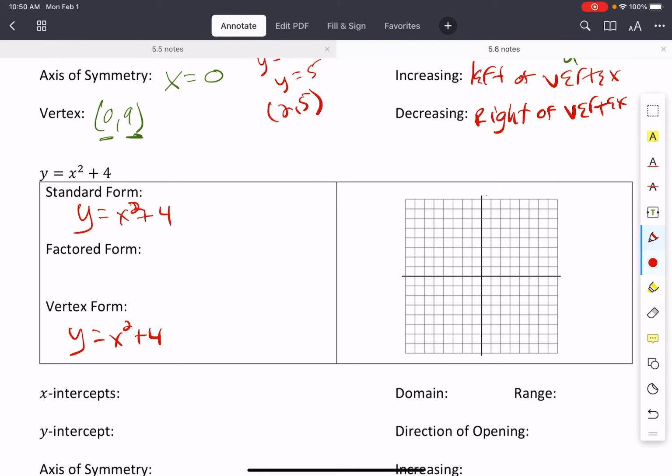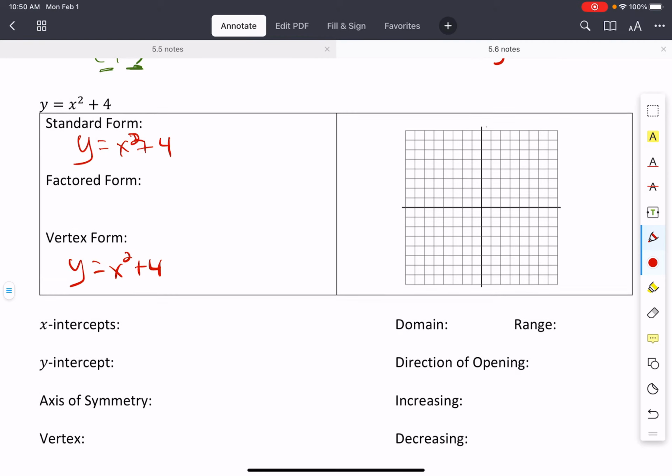Okay, so I want you to take a second and just find the key features from those. Basically everything but x-intercepts, increasing and decreasing, right? So take a minute or two and find the y-intercept, the axis of symmetry, vertex, domain, and range, just from knowing that it's in standard and vertex form, okay? So take a couple minutes and do that, all right?